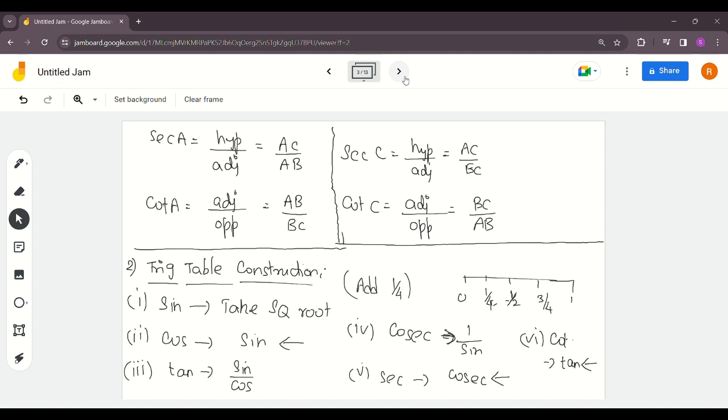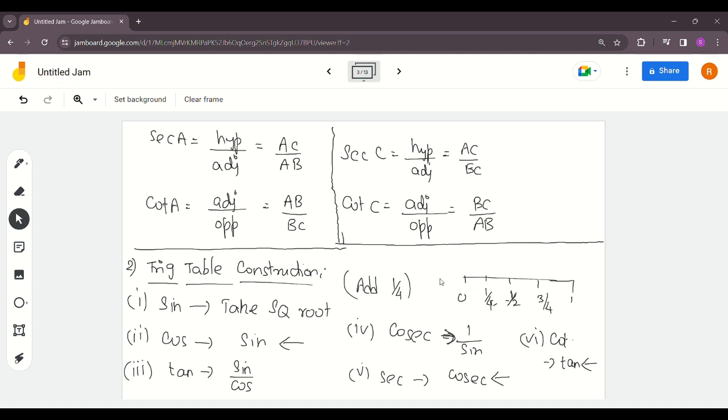I have given a simple number line. As you can see, a simple number line is being drawn. You should draw this in the rough work. Don't do it in the fair copy. So a simple number line is drawn from 0 to 1.